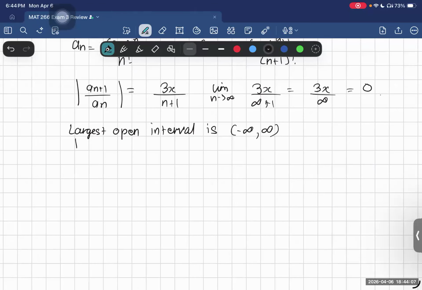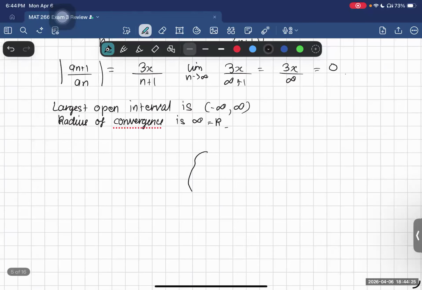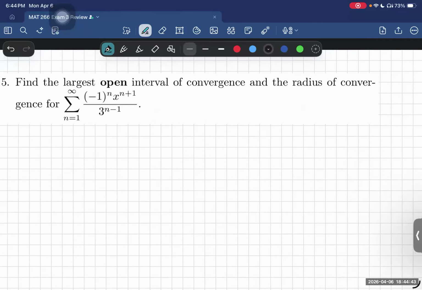And the radius of convergence is also infinity. All right, this is equal to R. Basically, we just apply the formula or theory of the circle. Let's say this is my center, and the diameter was negative infinity to positive infinity. So my radius is just half of it, which is infinity. All right. Okay. So let's move on with another question.